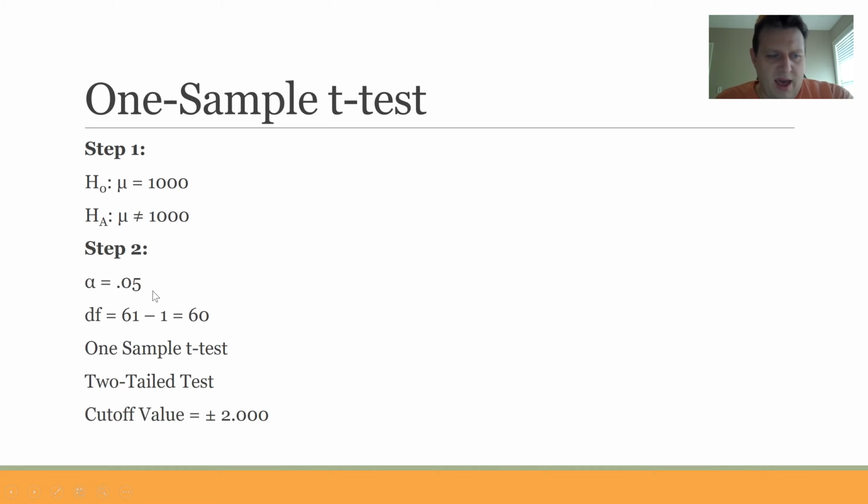Step 2, I have alpha is equal to 0.05. Our degrees of freedom equals 60. We are dealing with a one sample t-test. It's a two-tailed test because we're trying to see if there's a difference. And the cutoff value, if I look at my t-table, ends up being plus or minus 2. So if it's greater than 2 or less than -2, I reject the null hypothesis. Otherwise, I retain the null hypothesis.